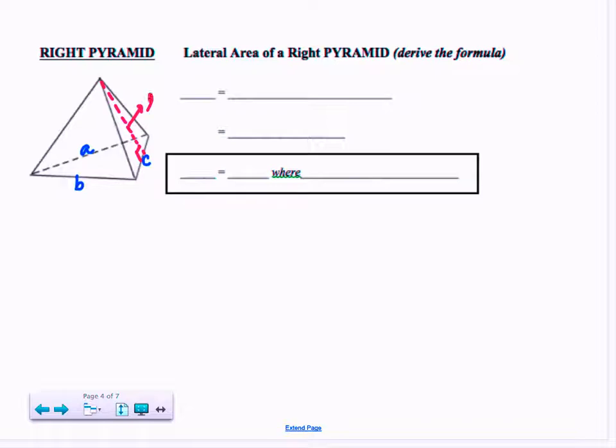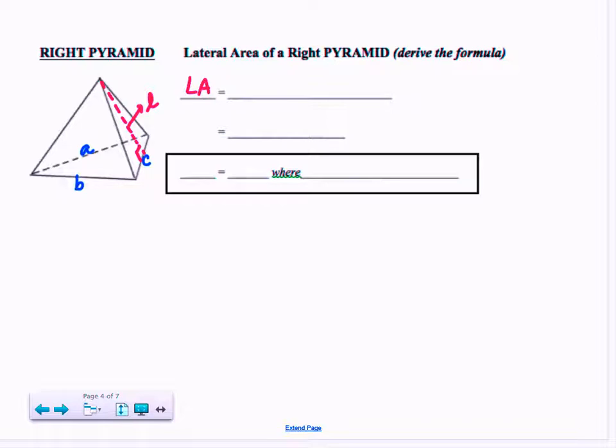Again, remember the slant height is the height that is used in each of the lateral faces. All right, so how would I find the lateral area? Well, I said that it's adding up the area of all of the lateral faces, and each face that's lateral happens to be a triangle. And I recall that the area of a triangle is 1/2 base times height.